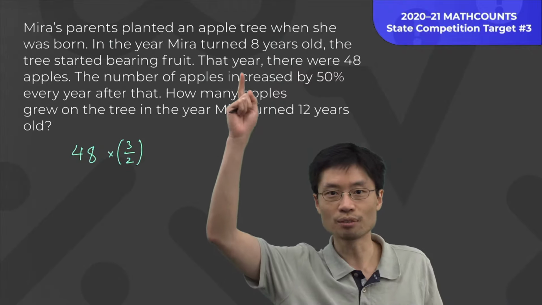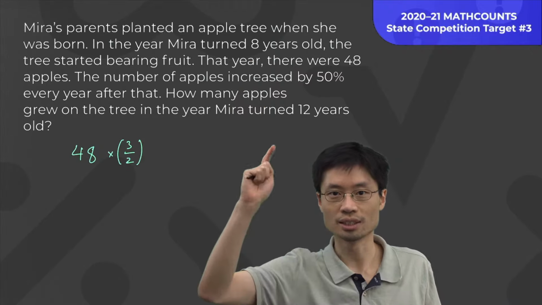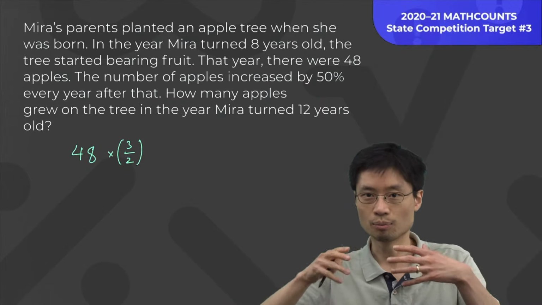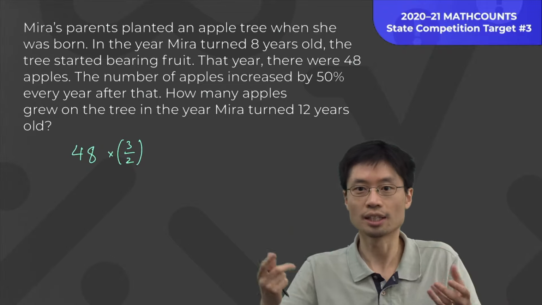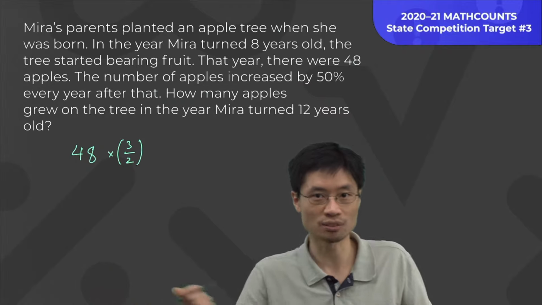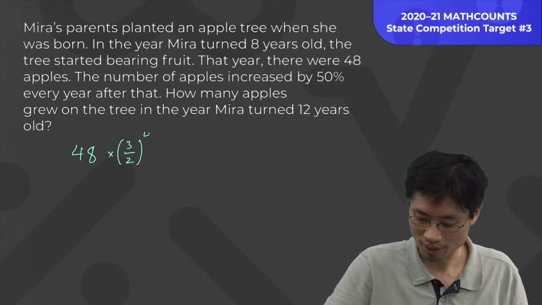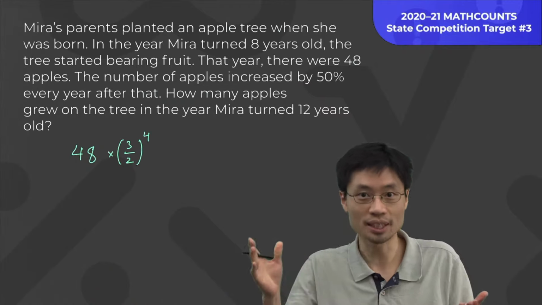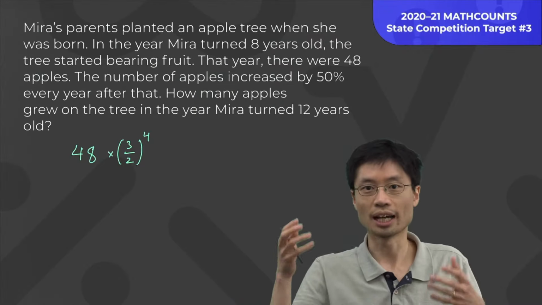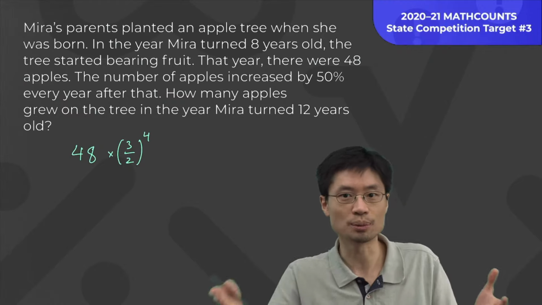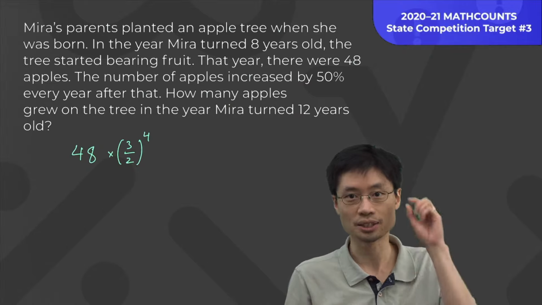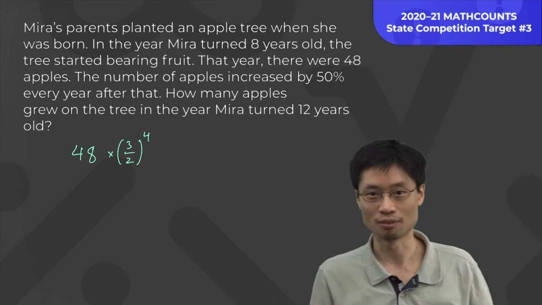Well, if I'm going from the year she turned 8 to the year she turned 12, both say the year she turned. Therefore, the amount of years that happened was 4 years of passage of time. So I raise this to the power 4. That's actually how I often think of this. I see the same word, 8, the same word, 12, and that means that the time difference between them is just the difference between those numbers. And that's how many years. And every single year, it grows by 50%.